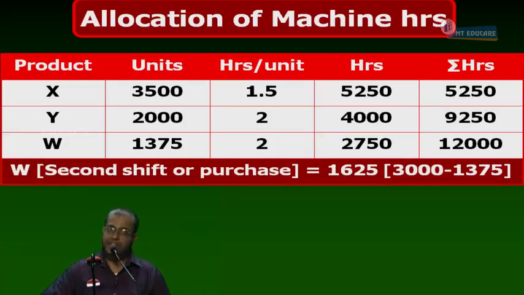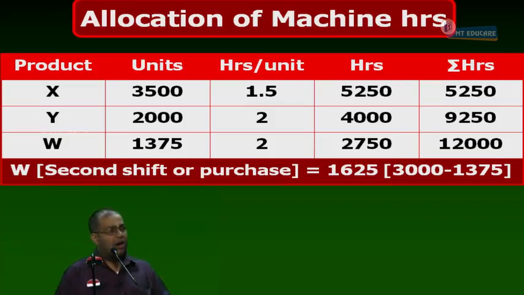Second shift or purchase. We have not yet decided that. That's going to be the next stage. Second shift or purchase, 1,625 units. Bracket, how I got it? Out of 3,000 already decided to manufacture 1,375. 1,625 units, second shift or purchase. Respond yes or no. With this we complete the allocation.